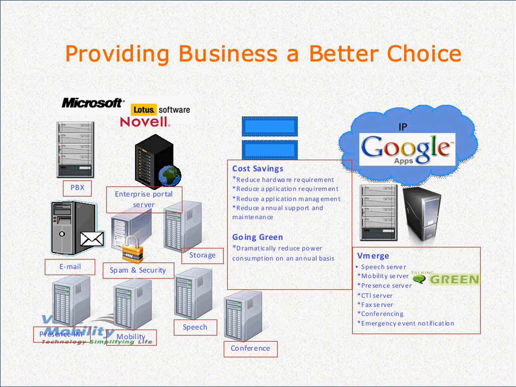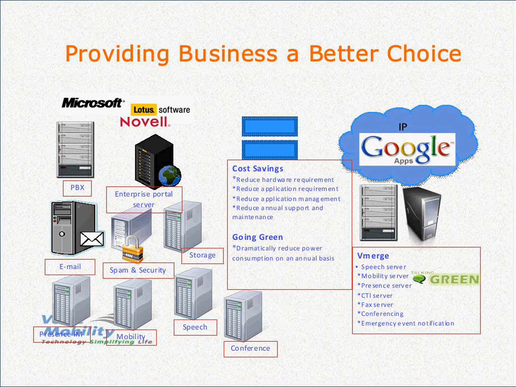So for a lot of small, mid-sized businesses, 500 users or less, they have to sacrifice a lot of applications because they just can't afford to deploy it, or they just can't afford to manage all those solutions. From our perspective, going to Google Apps and then leveraging Vmerge, you can now access all these applications in a much smaller footprint with single point of management, single point of access to applications.